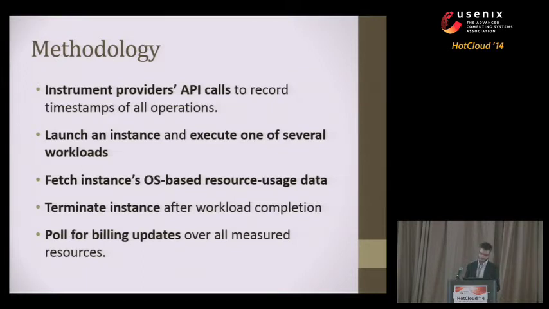Next, we terminated the instance after workload completion, maintained information about the timing of instance termination to compare with the final bill. And finally, we began polling for billing updates over all the measured resources.